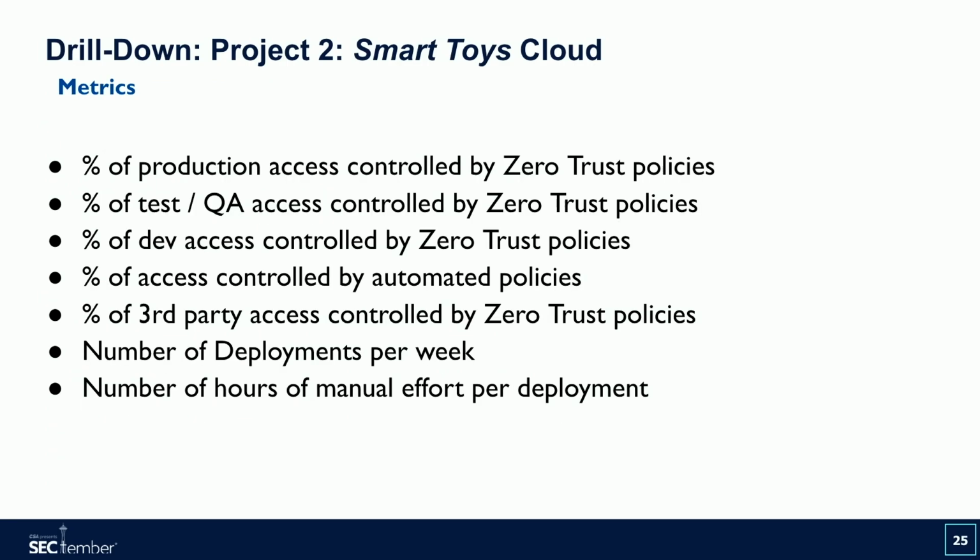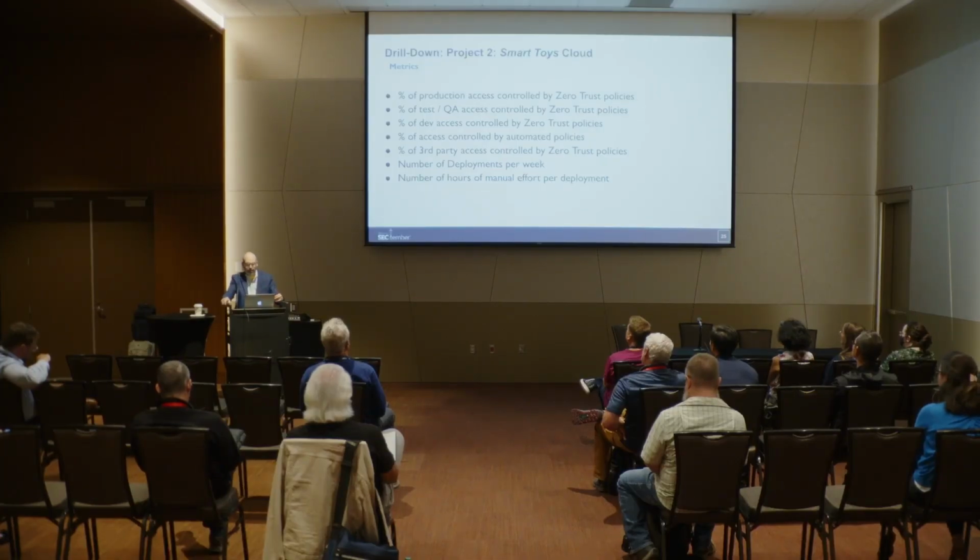They've also defined a number of metrics you can see here: the percentage of production access that is controlled by zero trust policies, et cetera, as well as the number of deployments per week and the number of hours spent on the deployments. Good standard basic DevOps type of metrics and measurement.